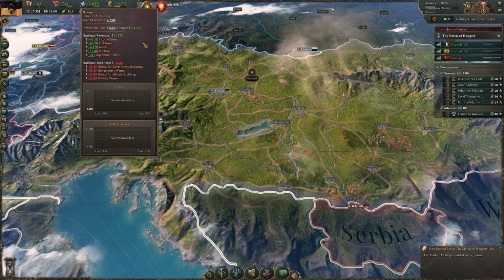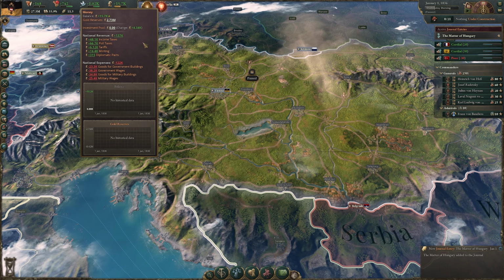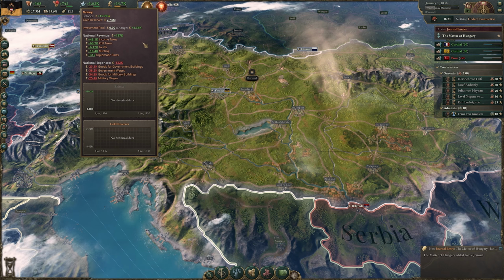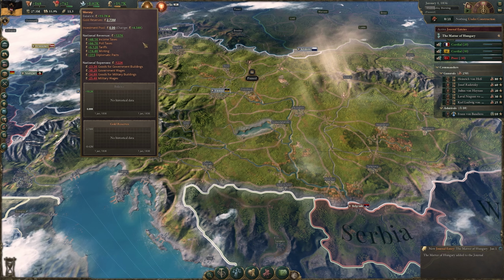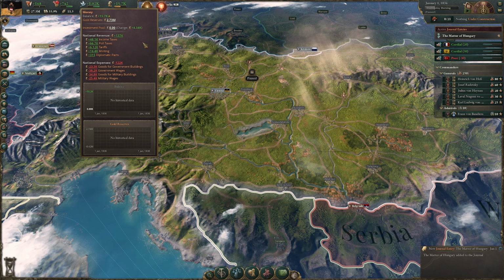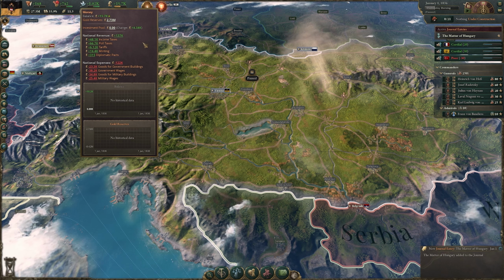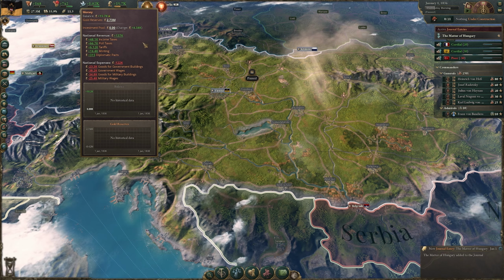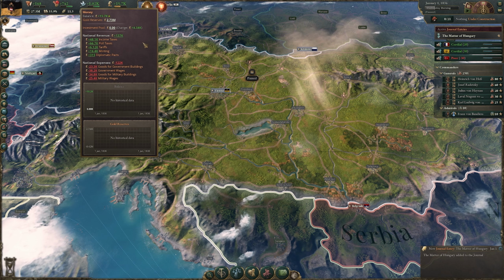Below that, we see your national revenue and your expenses. This is a list of different revenue and expenses. You'll notice here that income tax is going to be one of the bigger ones, as well as poll taxes. These will change based on your laws and based on your budgeting. We'll go over that in just a little bit with its own tutorial.